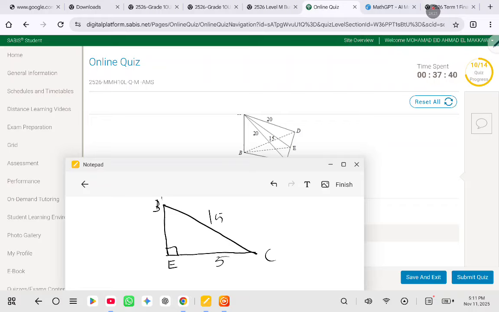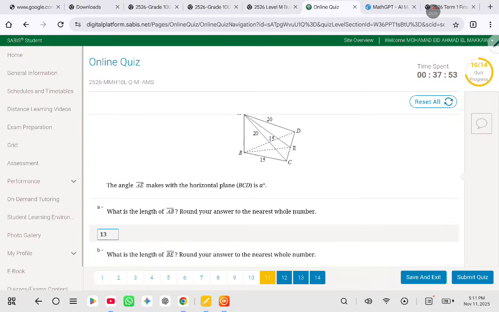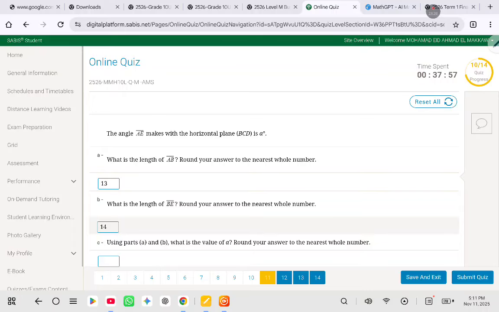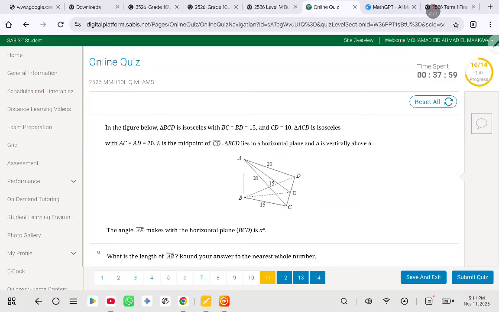So guys, we just do Pythagoras theorem, which is 15 squared minus 5 squared. And you guys should get 14.14, which the nearest whole number is 14.